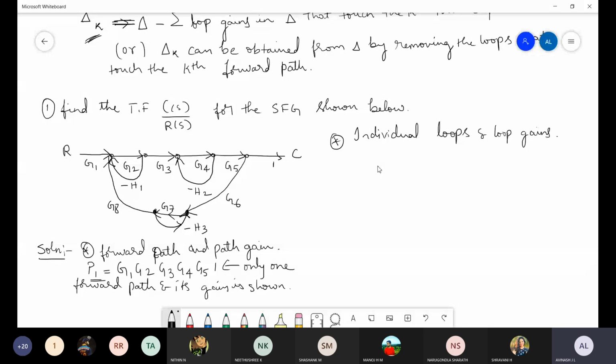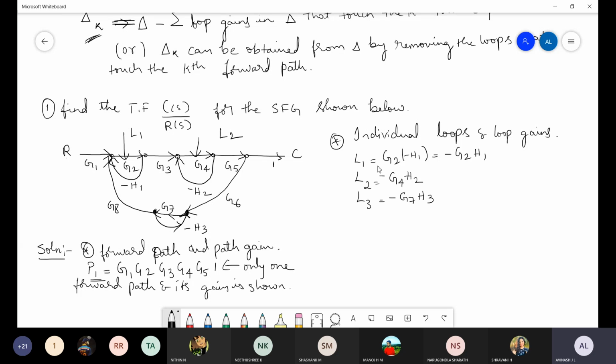So I can call this the first loop, L1. So this loop equals what? The loop gain. So I can say G2 minus H1, so I can write minus G2 H1, okay? Clear? So this I can call the second loop, L2. So this L2 is equal to what? Similarly, G4 into minus H2, I can directly write minus G4 H2. The third loop is here, G7 minus H3. So I can say minus G7 H3.